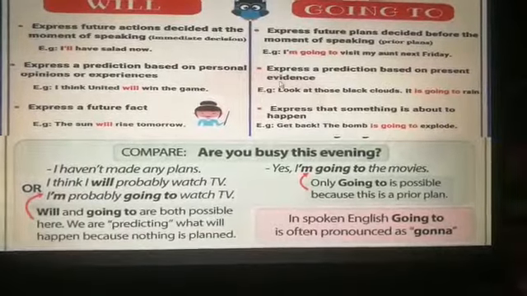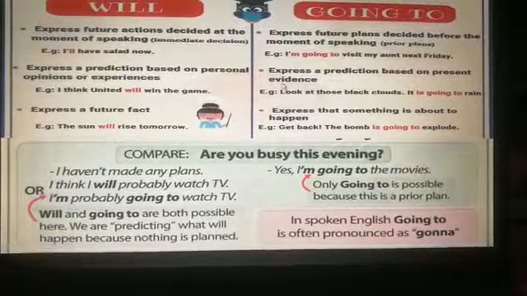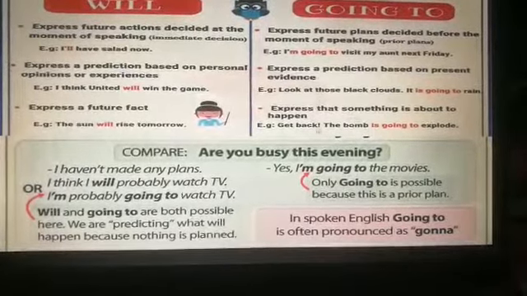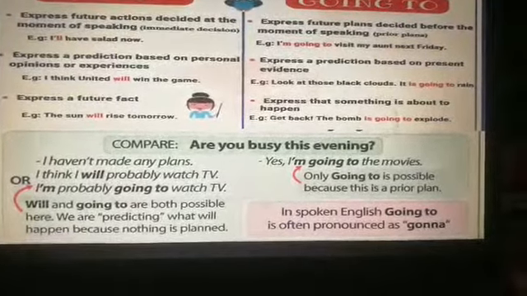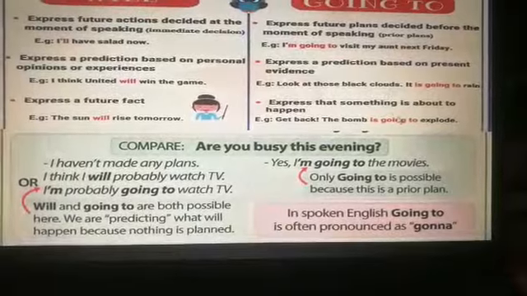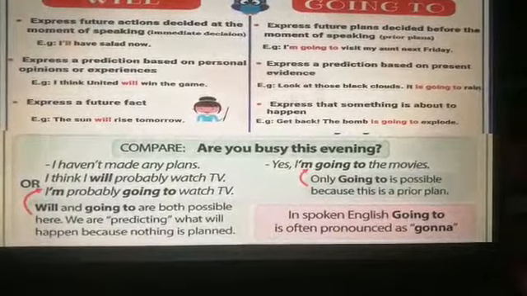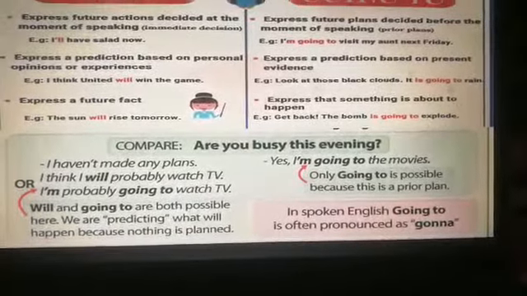So going to is used for making predictions. And it also expresses that something is about to happen. So going to is used when it wants to express something that is about to happen. Like for example, get back, the bomb is going to explode.